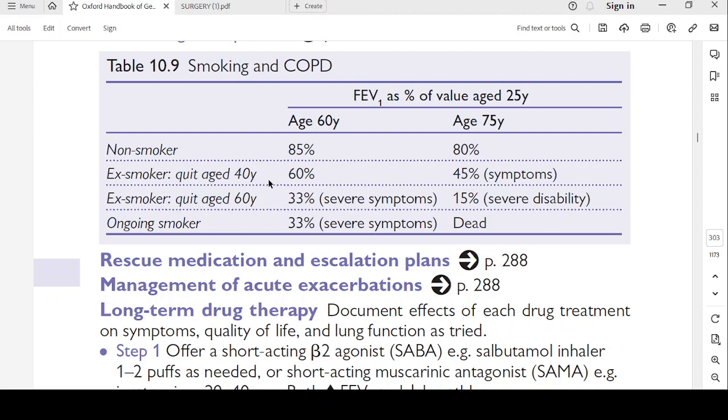Ex-smoker who quit at age 40, 60%. Ex-smoker who quit at age 60, 33%, that is severe symptoms. Ongoing smoker, 33%, that is severe symptoms. At age 75 years, non-smoker is 80% FEV1, ex-smoker is 45%, ex-smoker who quit at 60 is 15%, that is severely disabled, and an ongoing smoker is dead.